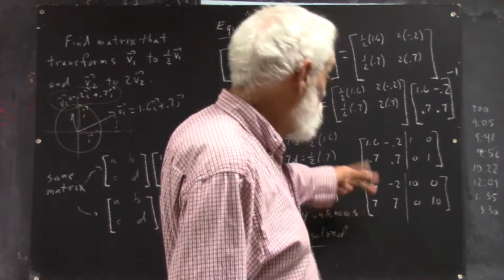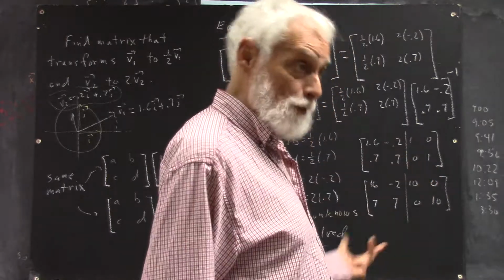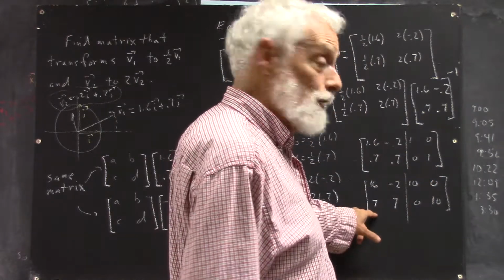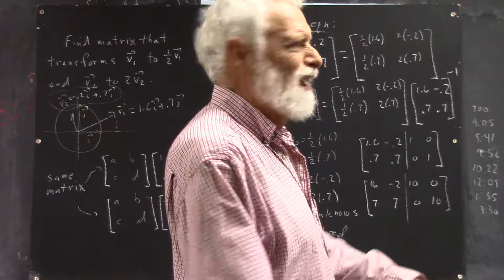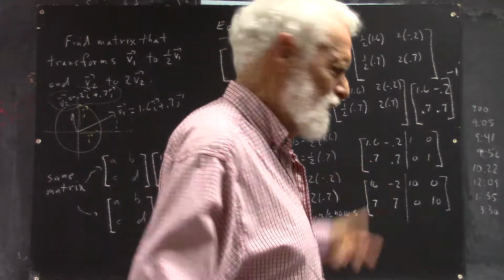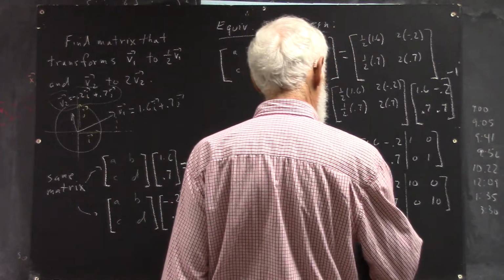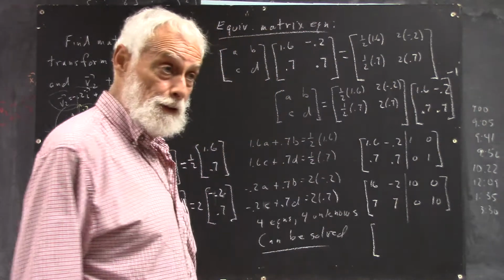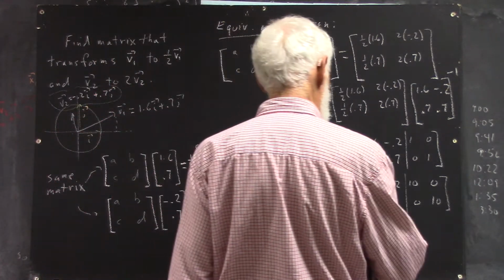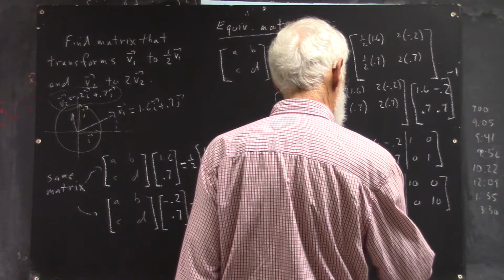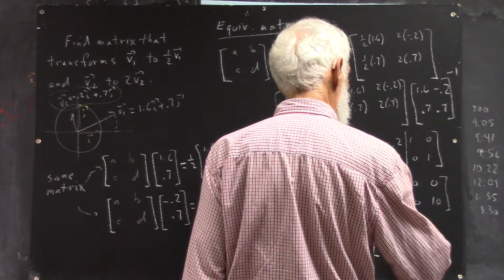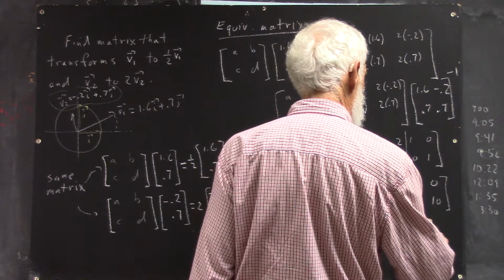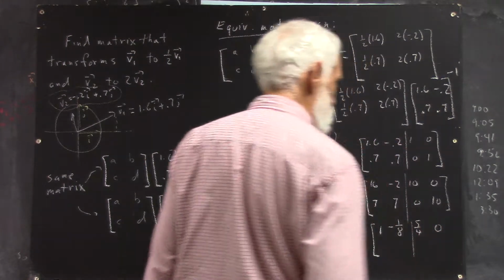Then I'm going to divide the first row by 16. Now I could switch rows, switching the whole row, and just divide by 7, which is a smaller number. You're going to have to divide by 7 anyway eventually, so it's not going to help. So I'm going to take the first row and divide it by 16, which is going to give me 1, negative 1/8, 10/8, which is 5/4, 0.